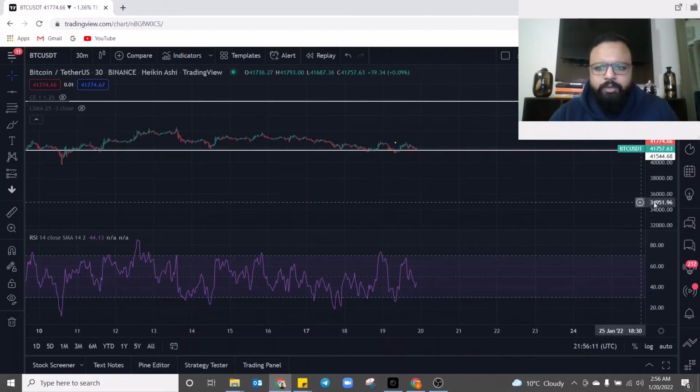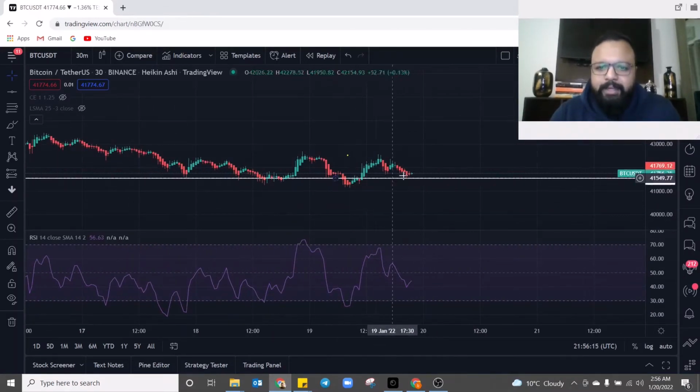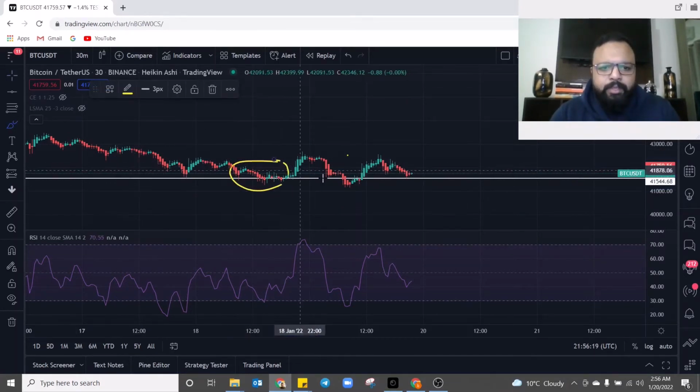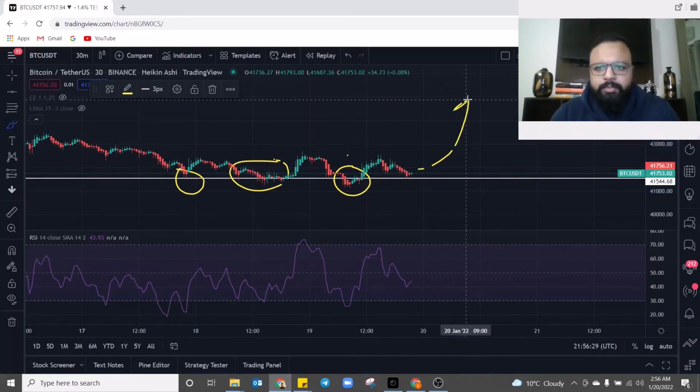And right here you can see we are pretty close to our support, and it is going to bounce back as it has done here and here and here. So there is a strong reason that Bitcoin would reflect back towards the upside from this point.